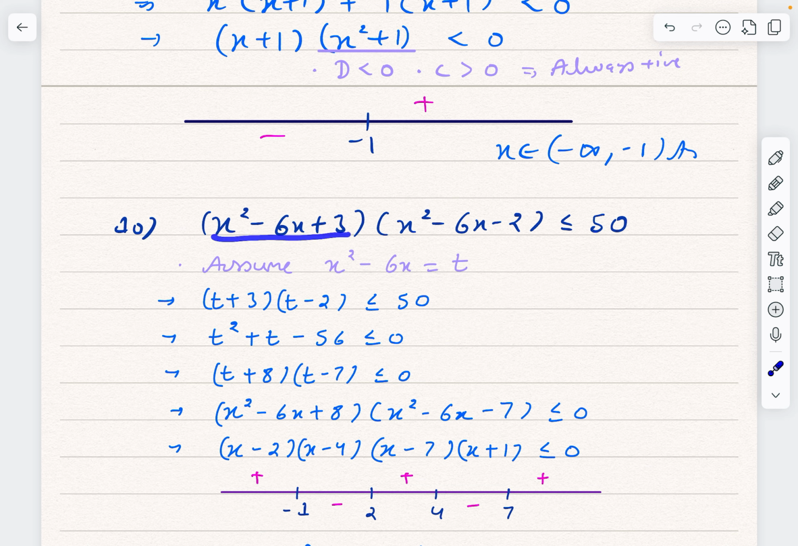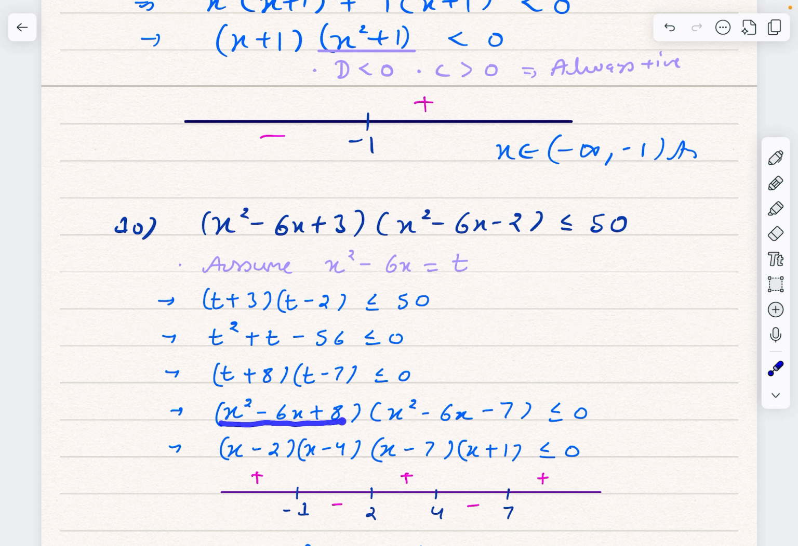So this becomes t plus 3, t minus 2 less than or equal to 50. When you simplify, you get t square plus t minus 6, and we bring this 50 to this side. You finally end up with t square plus t minus 56 less than or equal to 0. Now you factorize that, you get (t plus 8)(t minus 7) less than or equal to 0. And now you put back t as x square minus 6x, you get (x square minus 6x plus 8) into (x square minus 6x minus 7) less than or equal to 0.